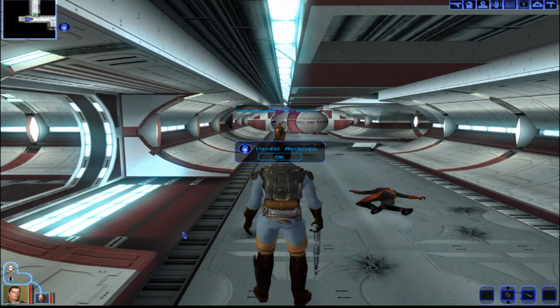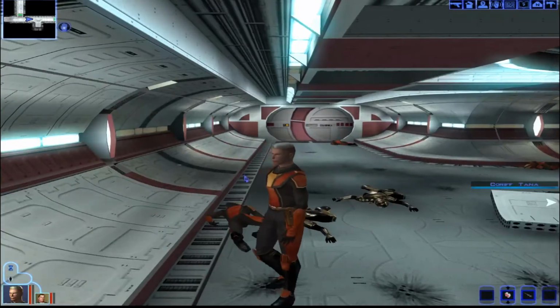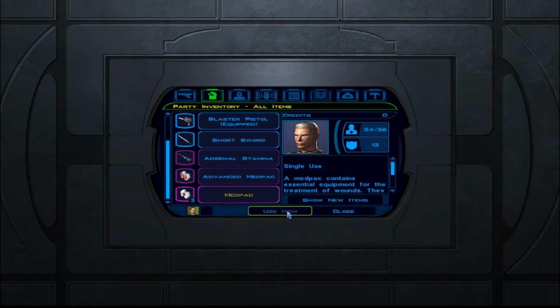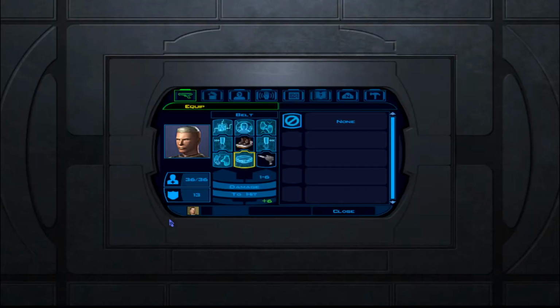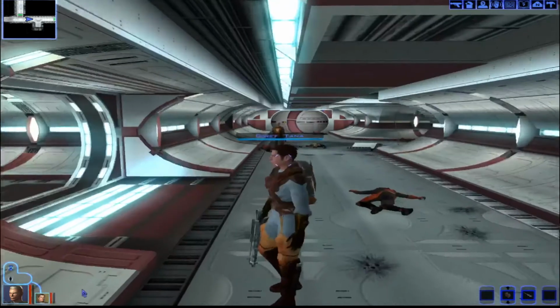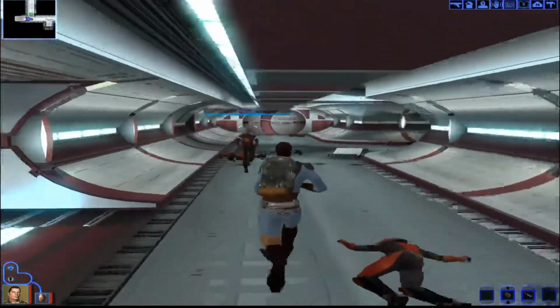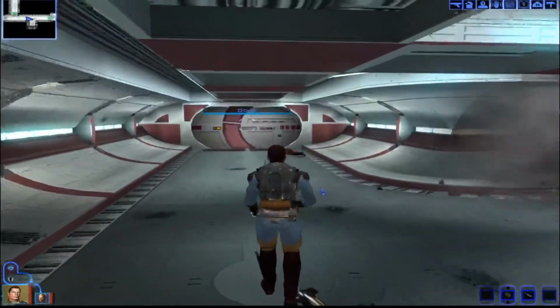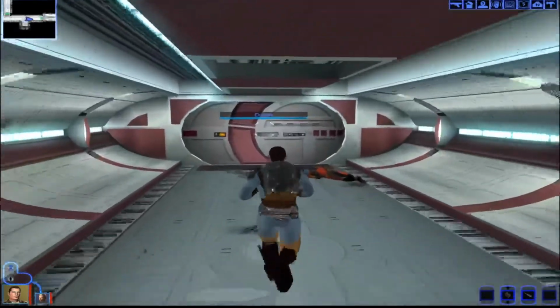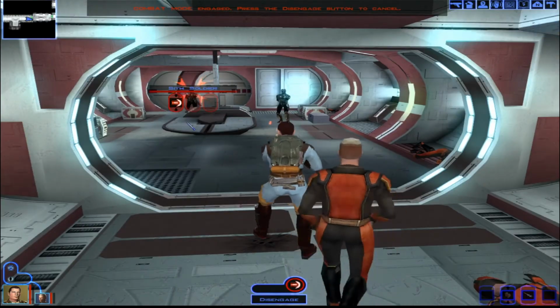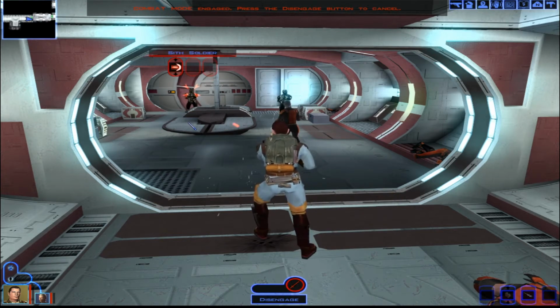Okay, we got stuck last time because I did not use a med pack. So we're going to do that first because it really wants me to use one. There we go, used one. Are you happy now, game? Alright, so we don't really need anything. We're not going to loot and try and get stuff.